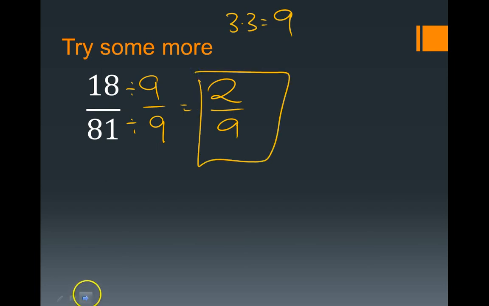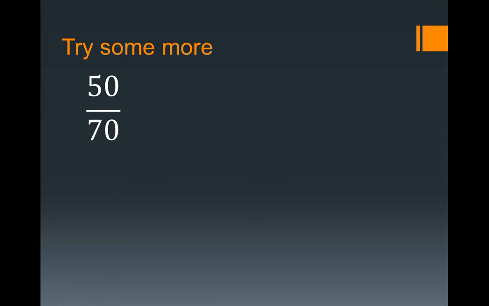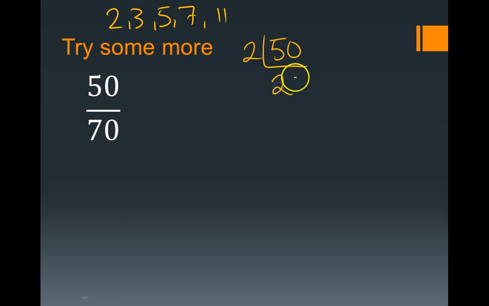So let's try some more and see how it goes. We need to find the greatest common factor between 50 and 70. Well, let's do 50. Let's use the loopy L this time around. Remember, those numbers are 2, 3, 5, 7, 11. This is even, so I can divide by 2. 50 divided by 2 is 25. I can't divide by 2, it's not even. 3 does not go into 25. 5 does go into 25, and that gives me 5.